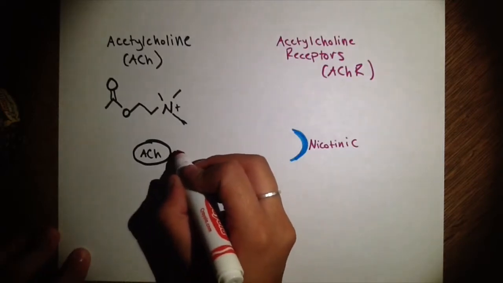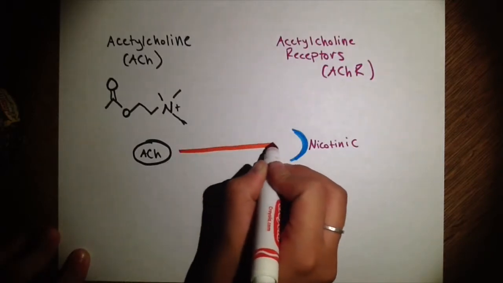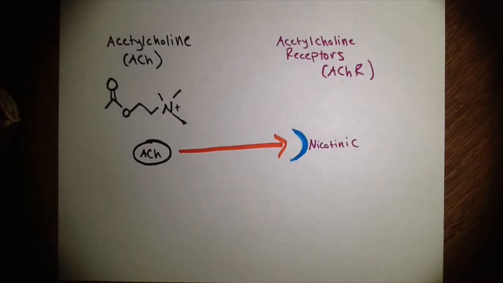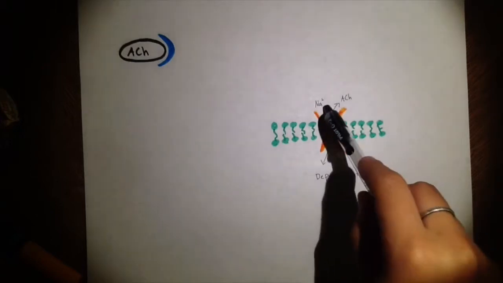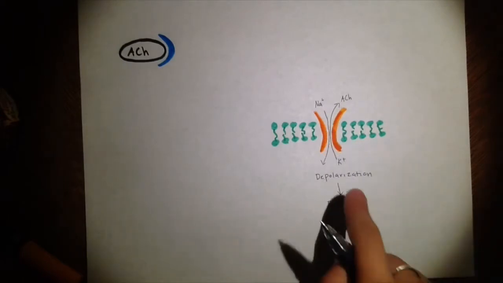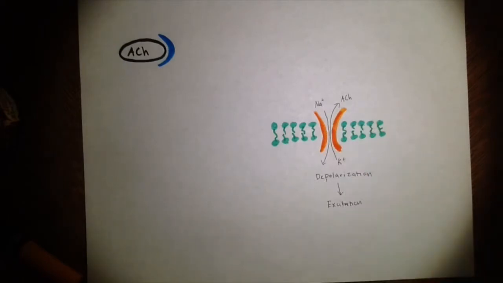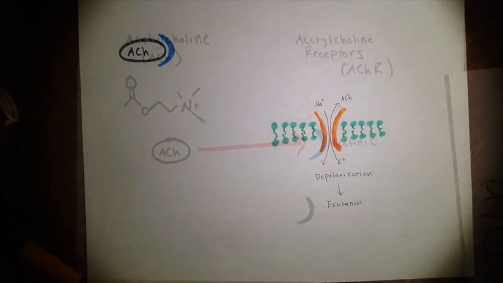When ACH binds to a nicotinic receptor, the response is always excitatory. So what exactly does that mean? This nicotinic receptor is an ion channel. An ion channel allows sodium and potassium to move in the directions that they need to go. Sodium floods in, and potassium slowly leaks out. This is excitation in an action potential.